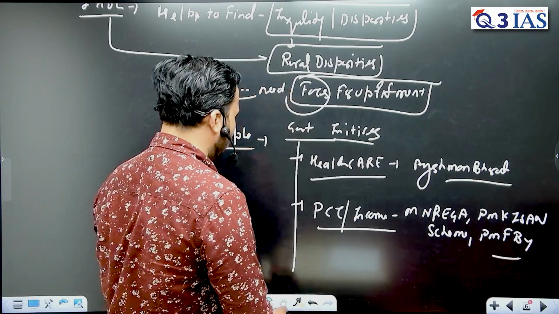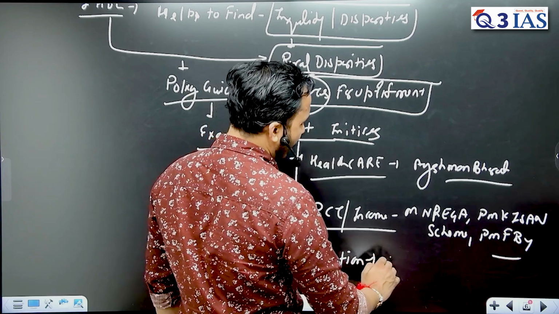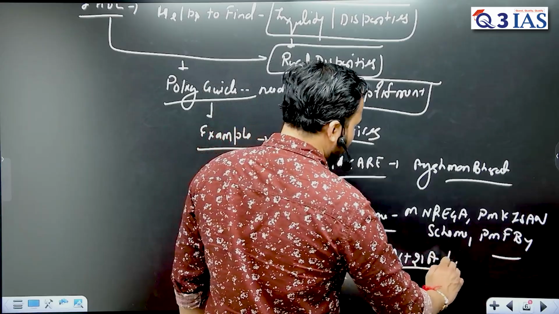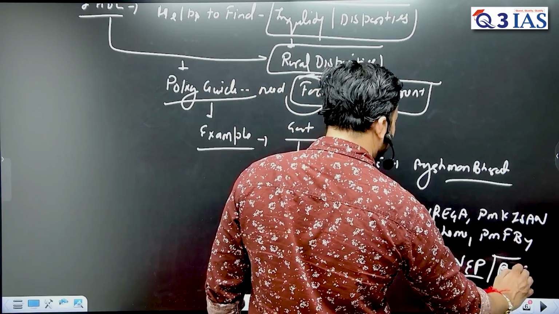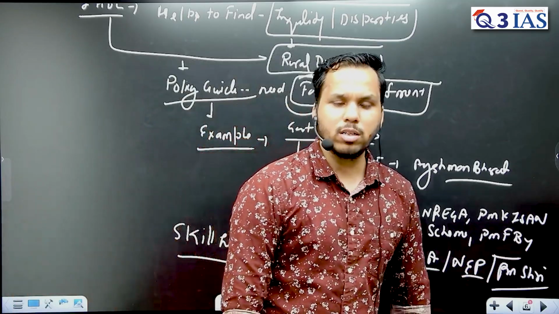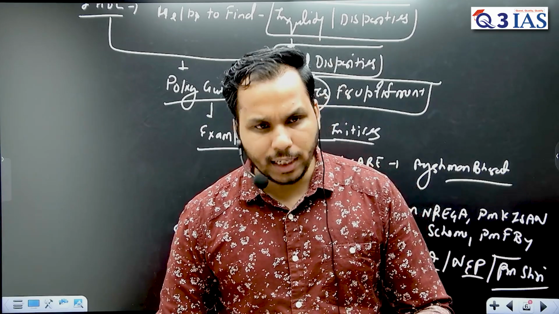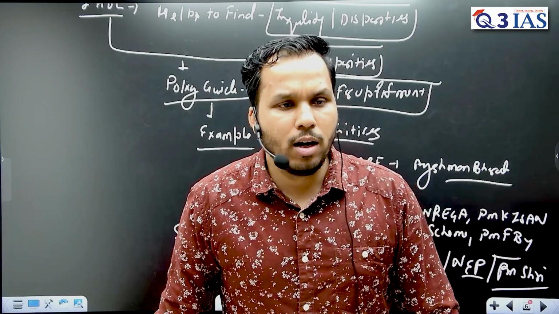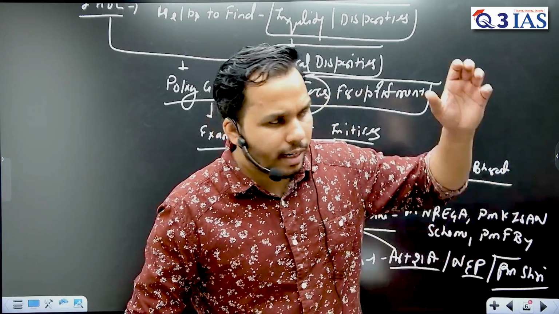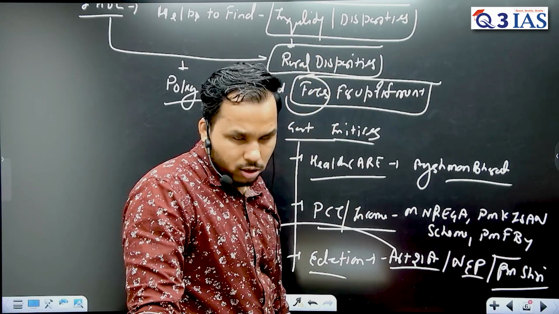And on the other aspect, if we talk about education, the government implemented Article 21A. The government ensured a national education policy, the PM SHRI scheme. So this is a kind of policy guide for the government, where the government can take help for the betterment of the community where there were disparities. So I think if we write our answer in this pattern, we will get good marks.